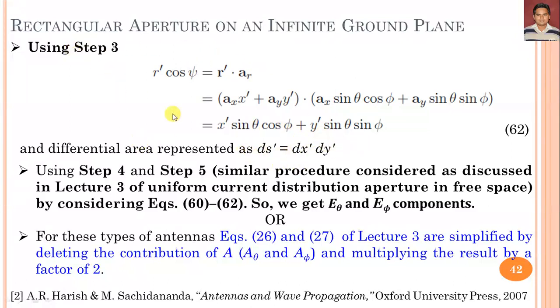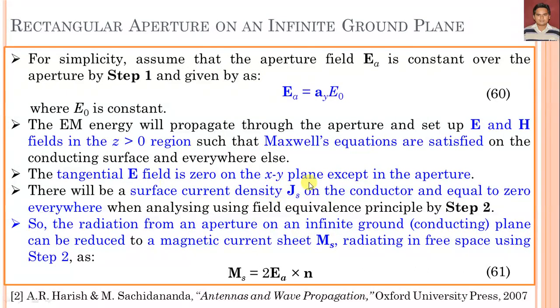By using the first, second and third step procedure, we can calculate the E theta and E phi components by using the steps discussed in lecture 3 of uniform current distribution aperture in a free space. For this type of antenna, consider equations 26 and 27 of lecture 3. Then you can simplify it by deleting the contribution of A theta and A phi, because the component value J of S equals 0 on an infinite ground plane.